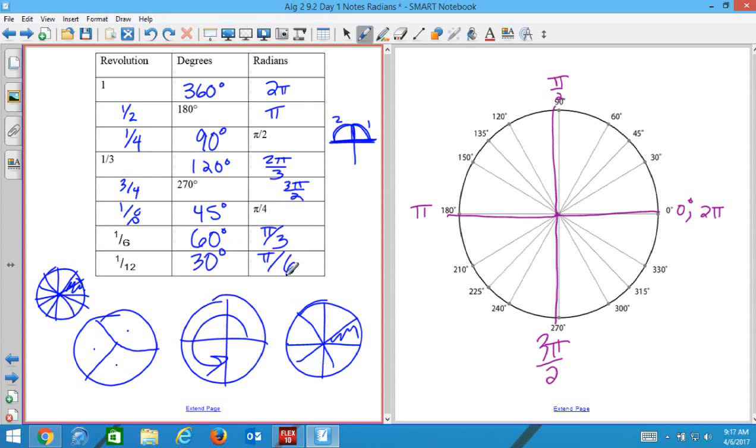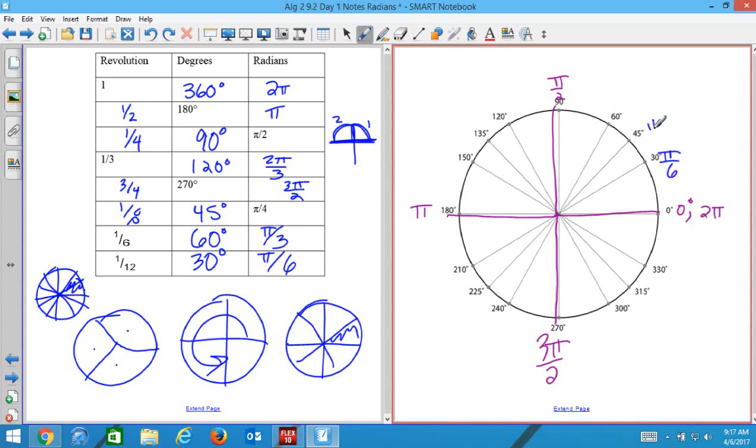So over here I can start labeling some of them. 30 degrees is pi over 6. 45 degrees is pi over 4. 60 degrees is pi over 3. And then we want to think about these numbers the rest of the way around. So 120 degrees, remember, is 2 60s. 120 is 2 60s, so it's 2 pi over 3.